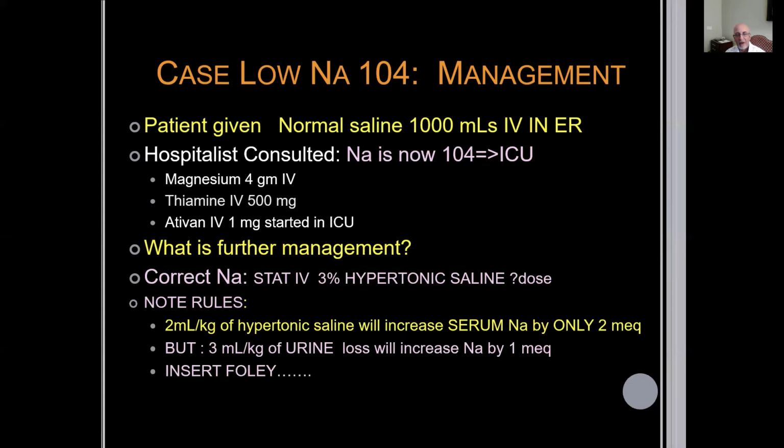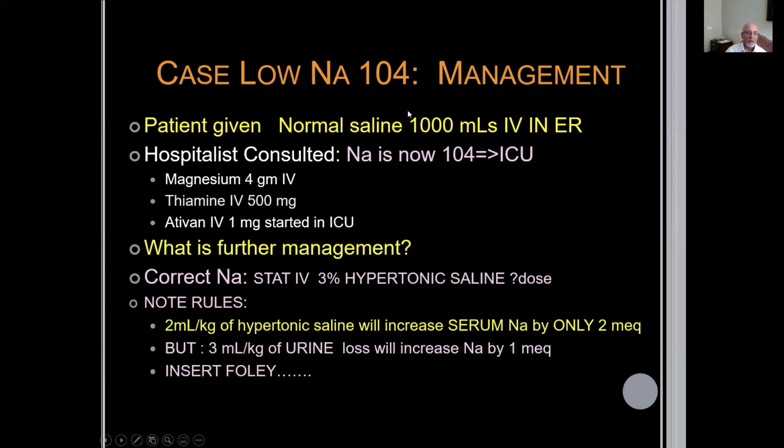2 hours into the patient's ER visit, his serum sodium is now 104, and he is admitted to the ICU. He is immediately started on magnesium 4 grams IV, thiamine 500 milligrams IV, and Ativan 1 milligram per alcohol withdrawal recommendations. He is admitted to the ICU for close monitoring.